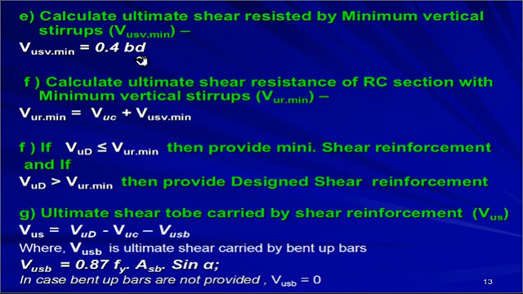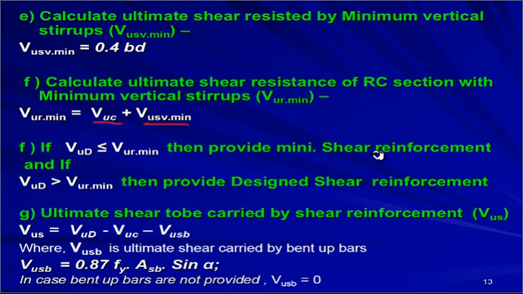And one more notation you have to remember here, VUSV minimum. So, VUSV minimum is equal to 0.4 BD. Well, once you calculate VUSV minimum, then in the next step, we'll calculate the ultimate shear resistance of the RC section with minimum stirrups. It means what? We have to add VUC plus VUSV minimum. So, it is the capacity of concrete section with longitudinal reinforcement, and this is capacity of minimum shear reinforcement to resist shear.